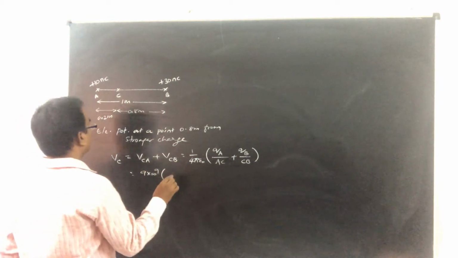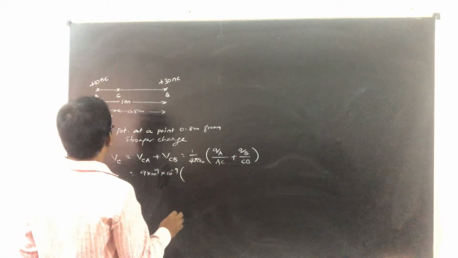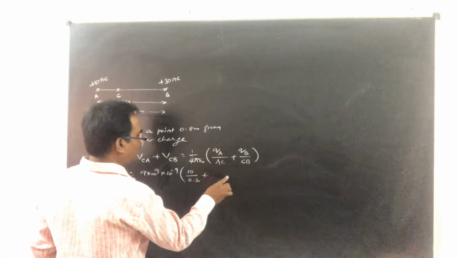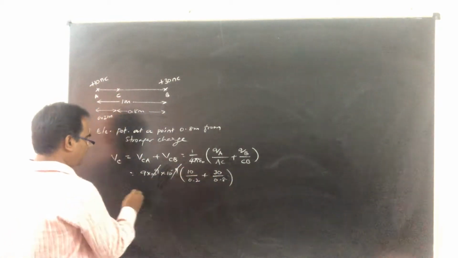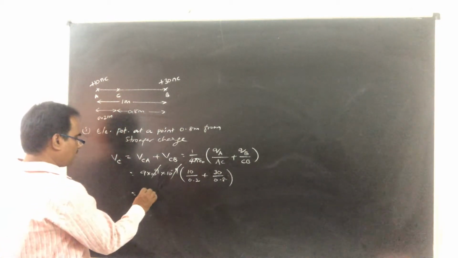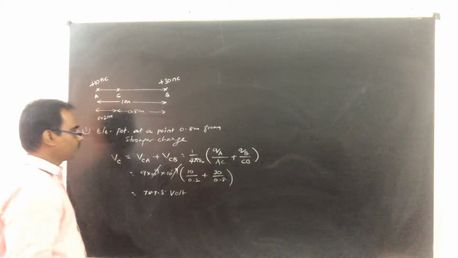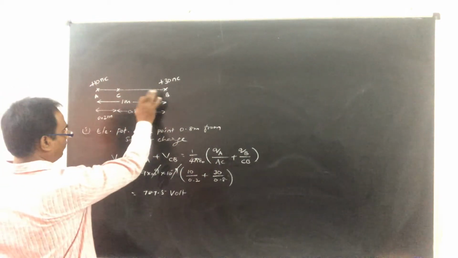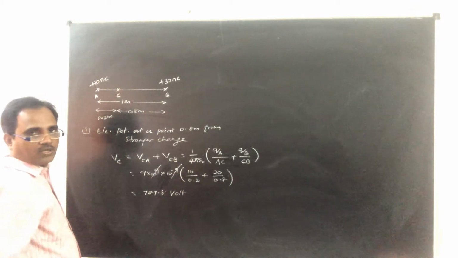So, you do this calculation. 9 into 10 to the power of 9, both are nanocoulomb charges, so 10 to the power of minus 9 is common. So, this is 10 divided by 0.2 plus 30 divided by 0.8. You simplify this and do the calculation. It comes to be nearly 787.5 volt. So, at a point 0.8 meter from the stronger charge, in between the two charges, this is the potential.